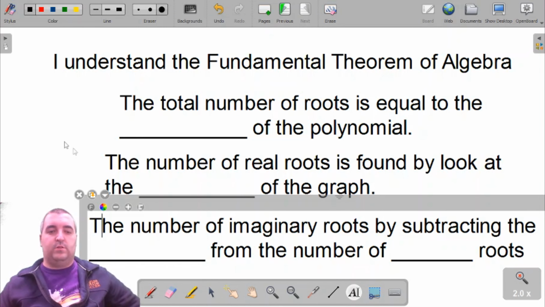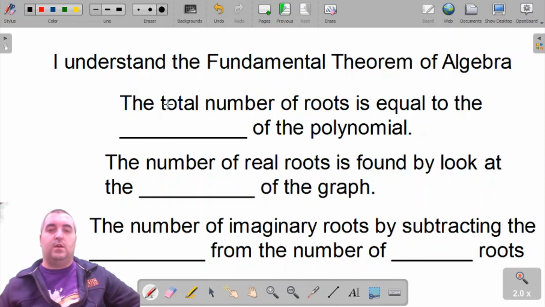Today we're going to talk about the fundamental theorem of algebra. The basics of it is that the total number of roots or solutions of a polynomial is equal to the degree of the polynomial. So if you have a cubic, so degree 3, you should have 3 roots. If you have a degree 7, you should have 7 roots. Okay, that's the fundamental theorem of algebra.